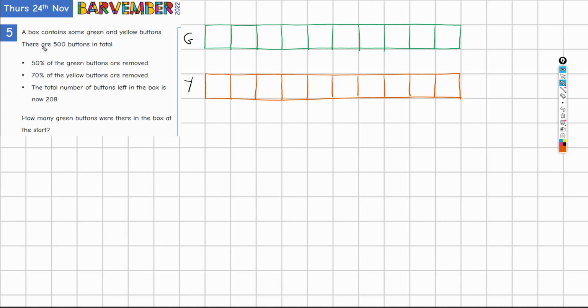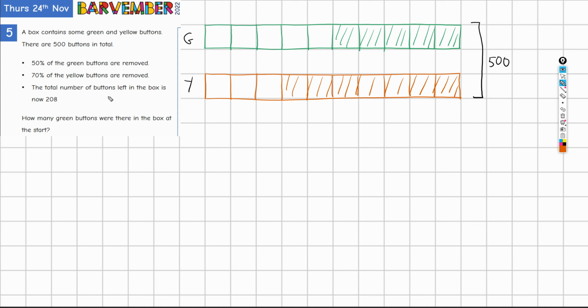What else do I know? I know that there are 500 buttons in total, so let's put that in. So this whole model has a value of 500. What happens? 50% of the green buttons are removed. I tend to remove things from the end, so 1, 2, 3, 4, 5. Then 70% of the yellow buttons are removed. That's 6 and 7, that's 70%. So those are the ones that are removed.